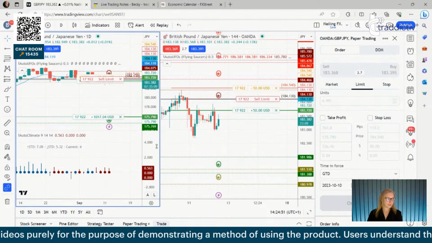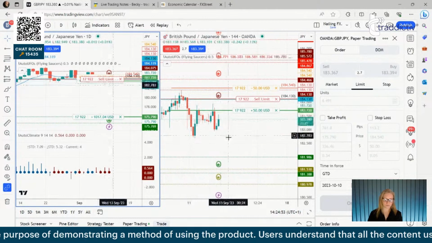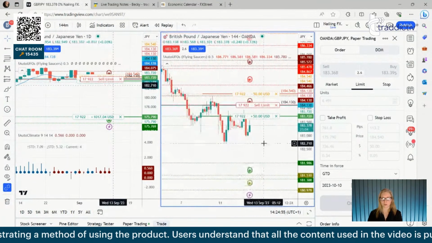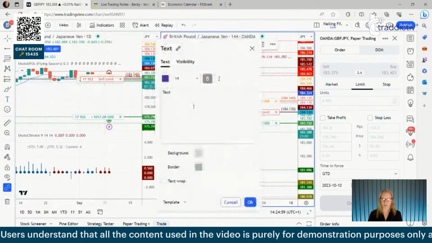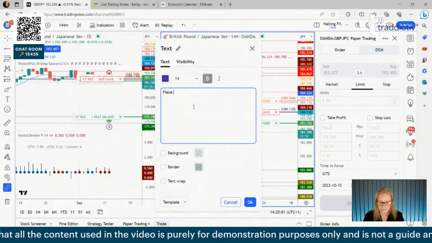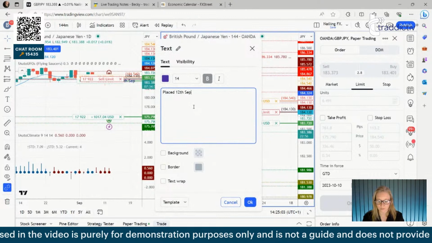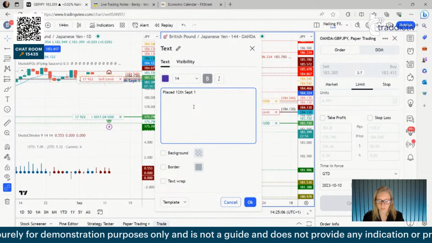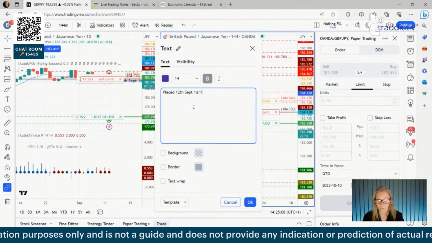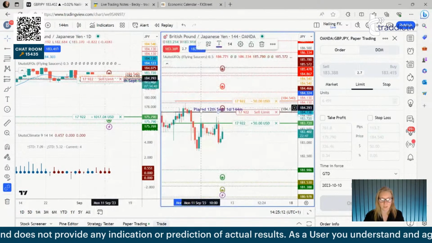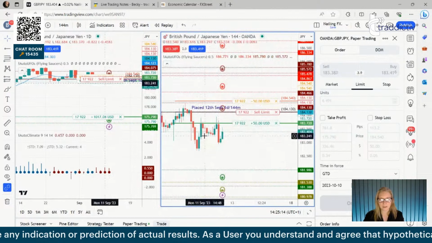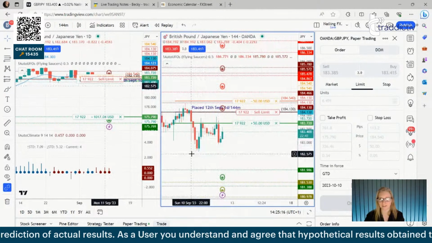Okay, so that's our first trade, which is forex. We're now going to move on to look at some stocks opportunities. I'm just going to place a little note here. I like to do this because it keeps it nice and clean. So placed on the 12th of September, 1 day, 144 minutes. Okay, so it just makes it easier for me to see what I did in future.